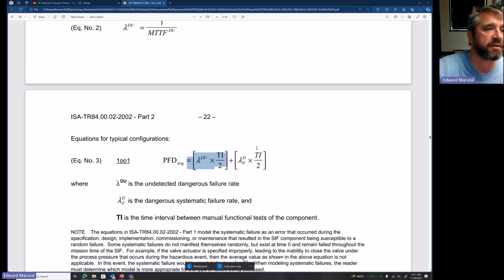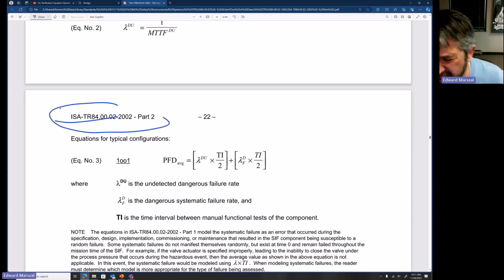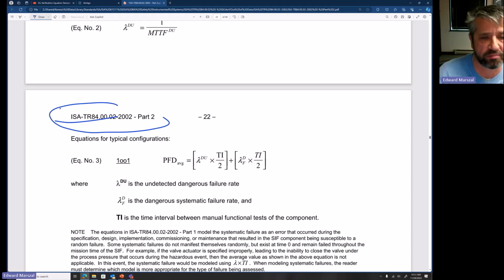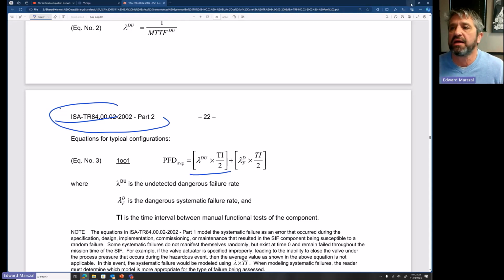So this is the starting point from 2002, from the ISA technical report TR 84.00.02. Let me get my magic pencil out and start drawing on the screen. So that's the old version of this technical report. I think the most recent version is 2015, so there are a lot more terms. So how did we get from here to where we are today? Actually, let's jump back and ask ourselves, where are we today in terms of these calculations?